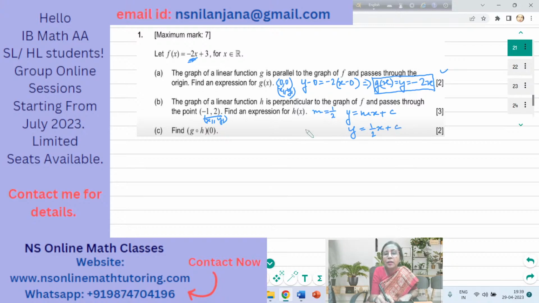Now we have to get the value of c, so we will be using this point's coordinates. Y is 2, equal to half times x, which is negative 1, plus c. So half times negative 1 is negative half, so it will be 2 plus half. Adding half to both sides, we get 2 plus half equal to c, which is 5 over 2.